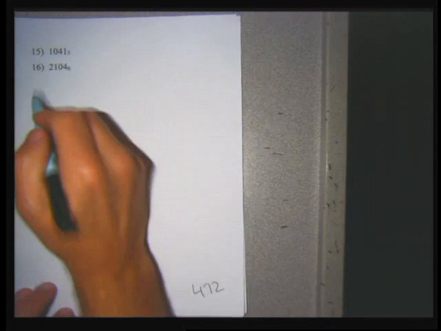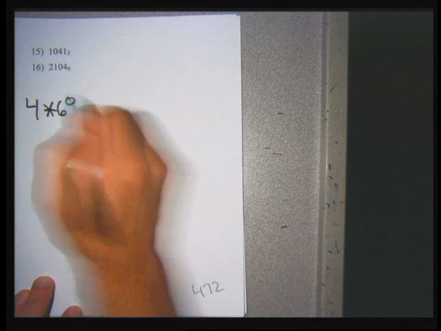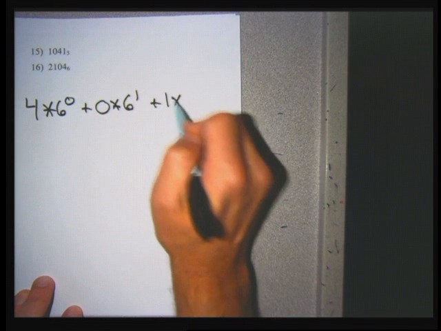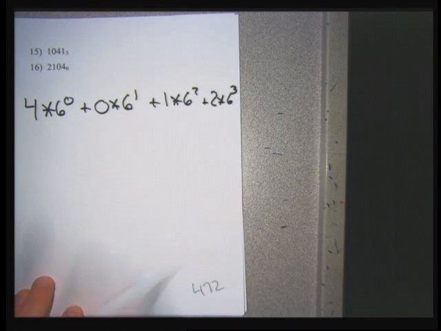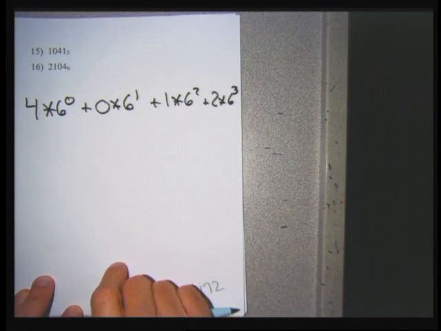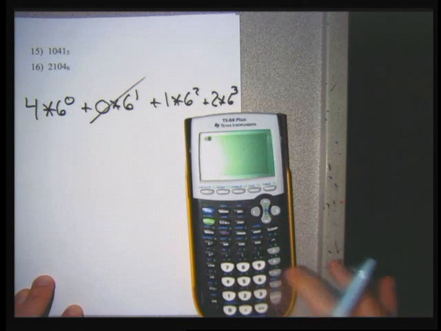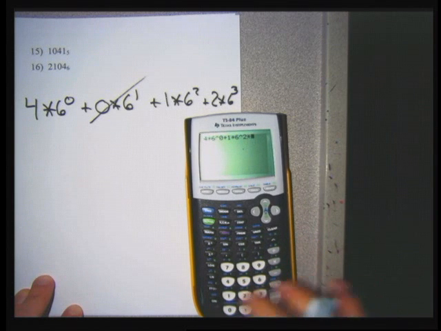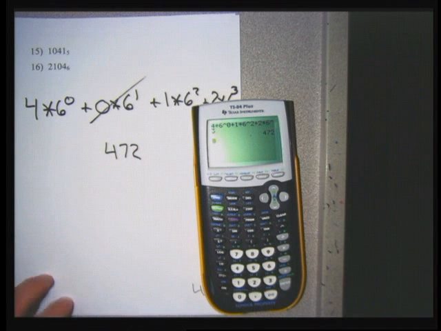3 more of these. So 15 and 16, I'll do 16. 4 times 6 to the 0 plus 0 times 6 to the first plus 1 times 6 squared plus 2 times 6 cubed. Wrote the number 4012 backwards, multiplied by powers of 6s. I won't do that one on my calculator. It's not necessary. So 4 times 6 up arrow 0 plus 1 times 6 up arrow 2 plus 2 times 6 up arrow 3, and I get 472, which is perfect. Caffeine is helping my accuracy today.